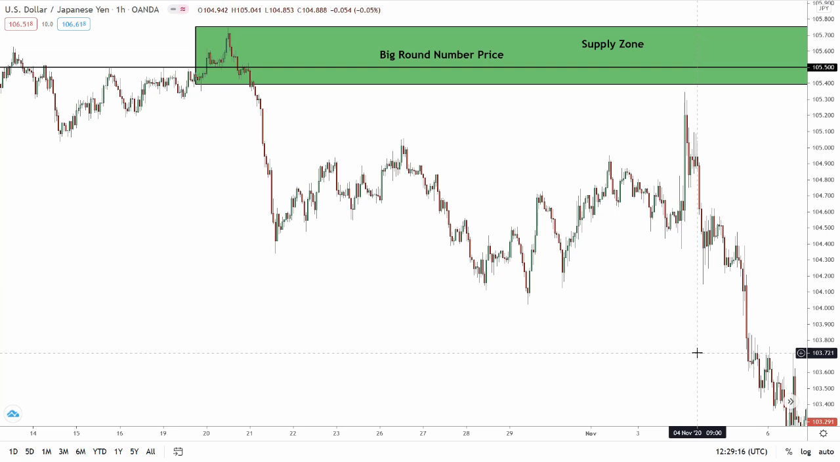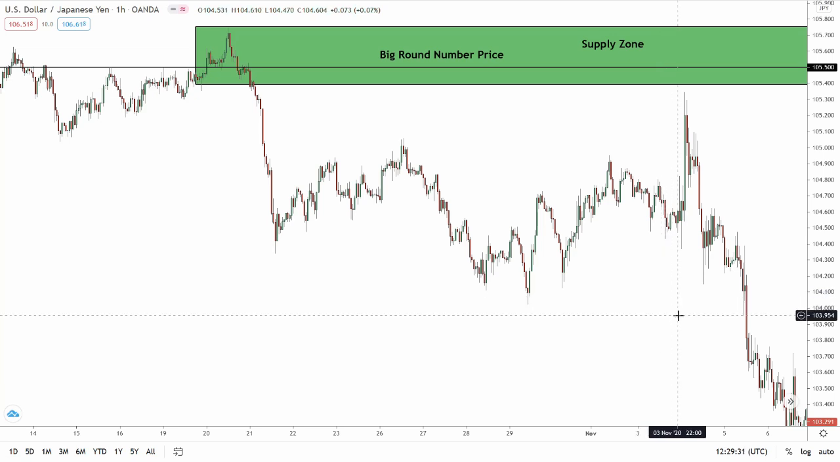So here we have a nice rally-based drop zone that's formed on USD Japan. To see if this zone has confluence, we must look for the nearest big round number. If you look closely, you can see the 105,500 big round number runs straight through our supply zone. So this zone has confluence with a big round number.